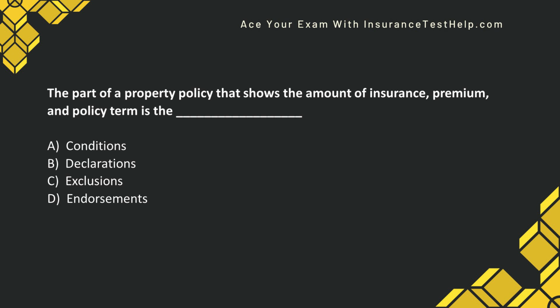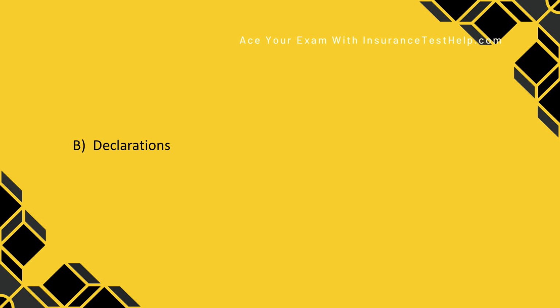The part of a property policy that shows the amount of insurance, the premium, and the policy term is the blank. A, conditions. B, declarations. C, exclusions. Or D, endorsements. This one is going to be B, declarations. That's where all the who, what, wheres are. So keep in mind that if it's that kind of question, the right answer is probably declarations.